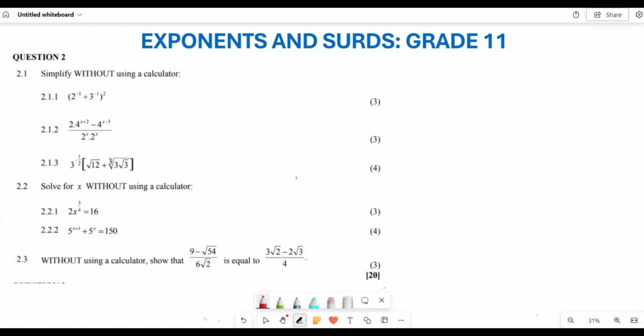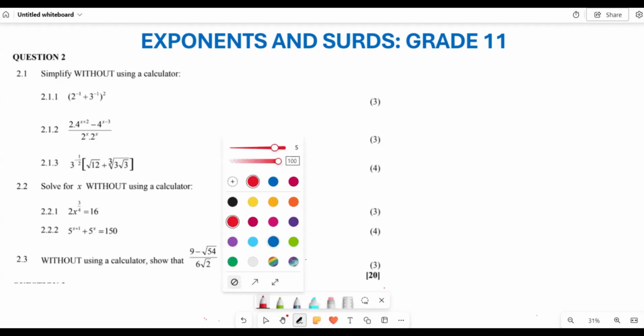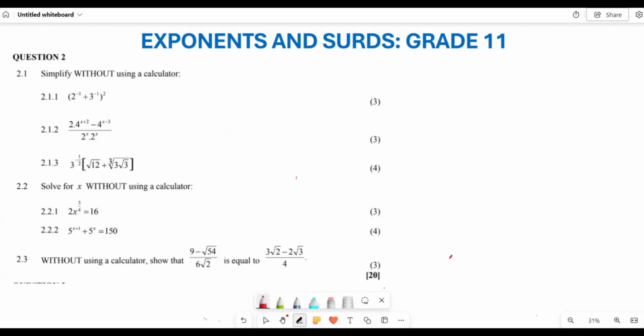What we are doing today, we are looking at our exponents and sets. We are still looking at different past papers, where we are trying to solve different questions which we may encounter in our different examinations. Once again, this is the paper from the Gauteng province. I think this was written in June 2024. Are we all fine?